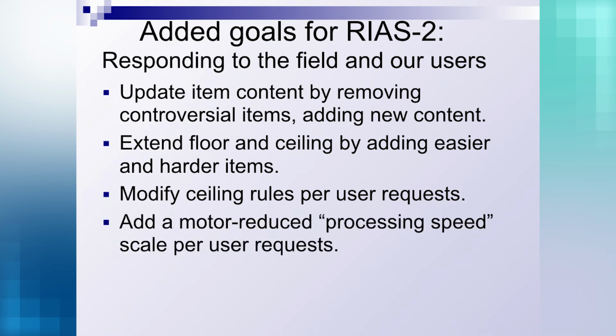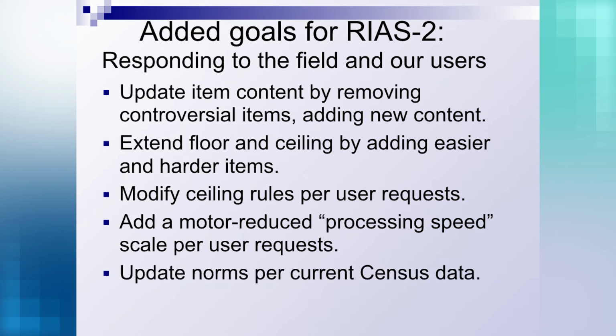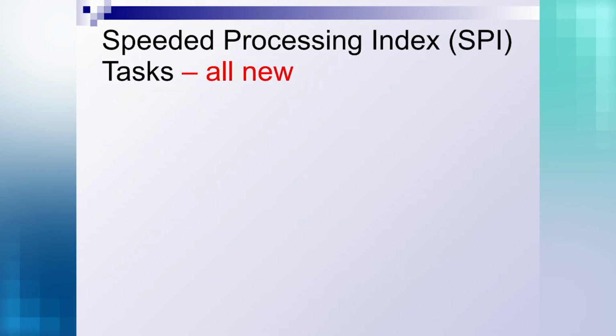We also added, in response to your request, a speeded processing index. And we added this in the spirit of the RIAS by creating a greatly motor-reduced processing speed set of tasks. We've also updated the norms to be consistent with current census data. The speeded processing index is the biggest change to the RIAS.